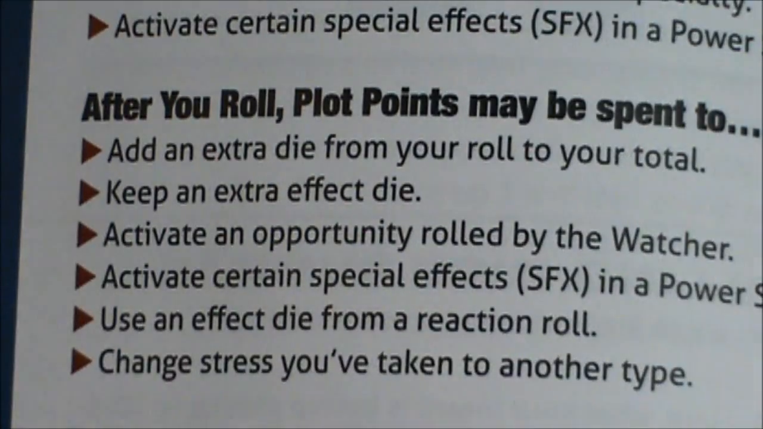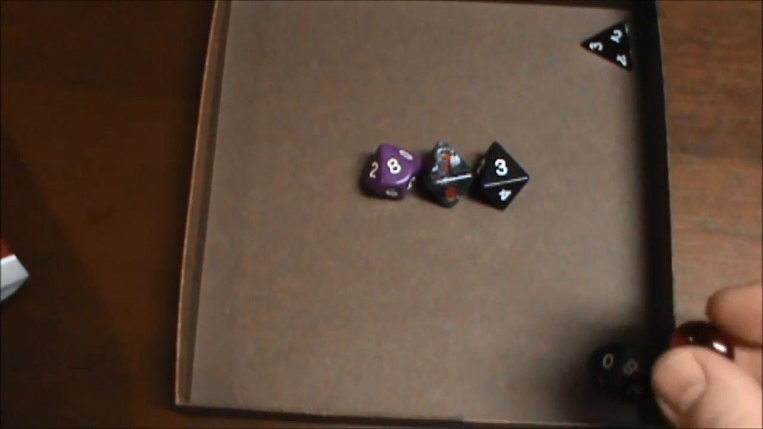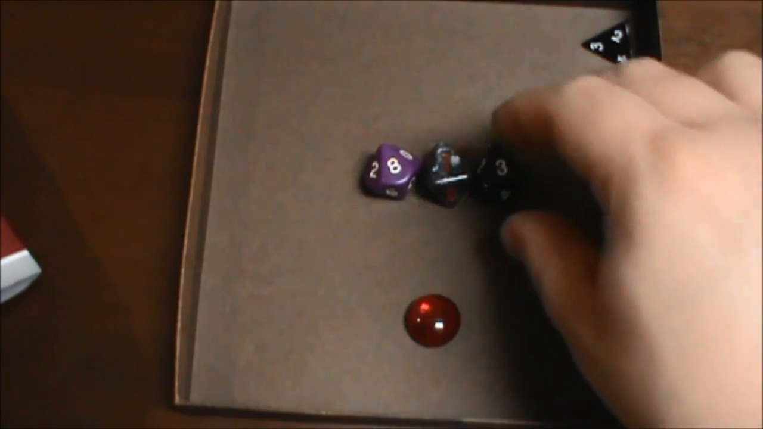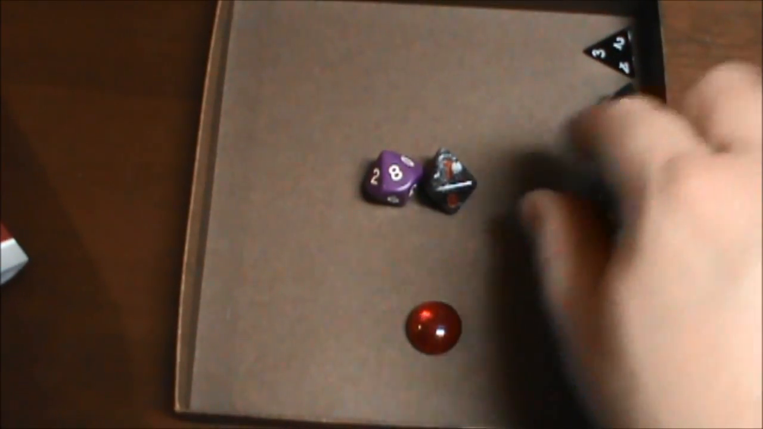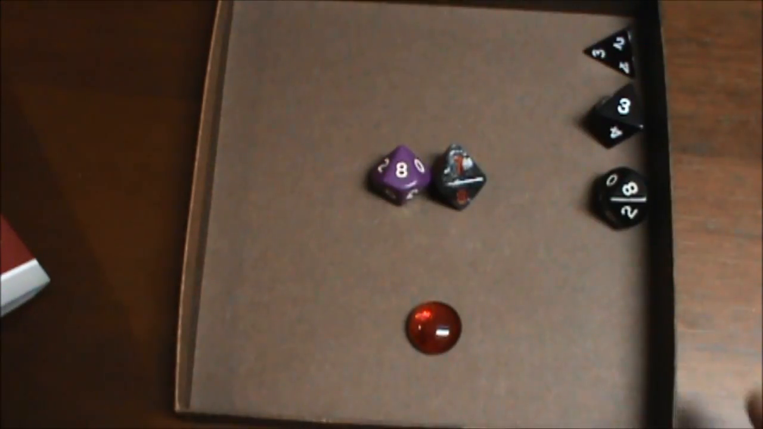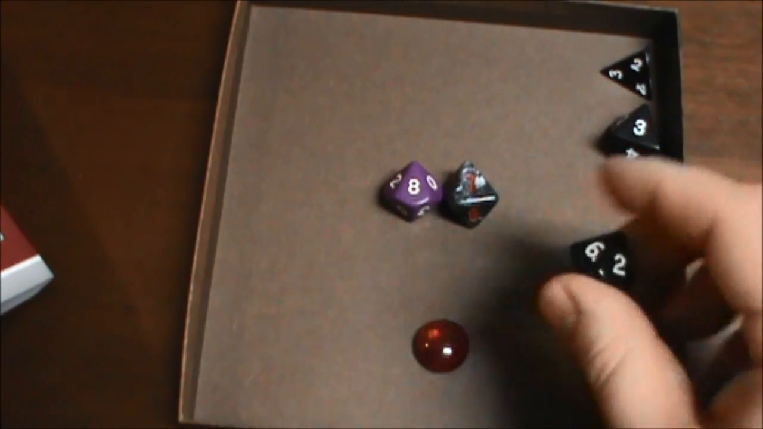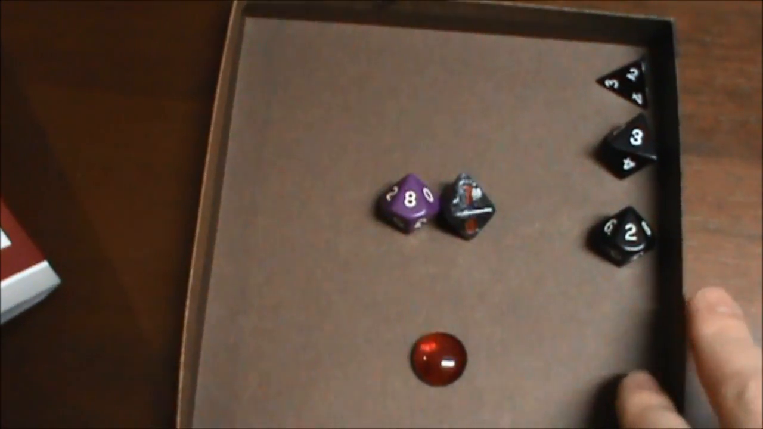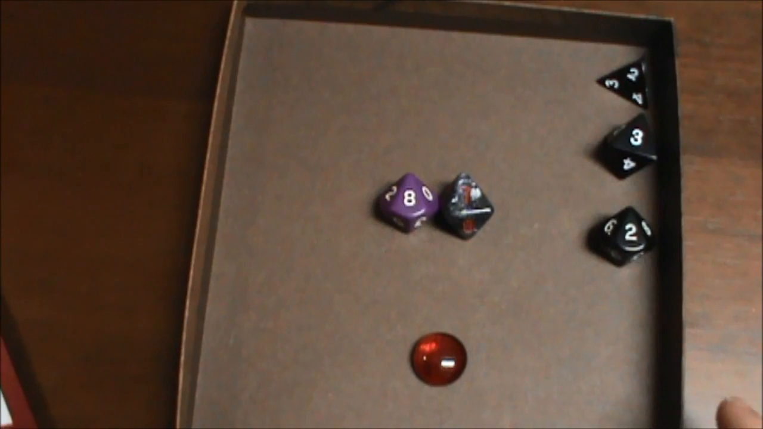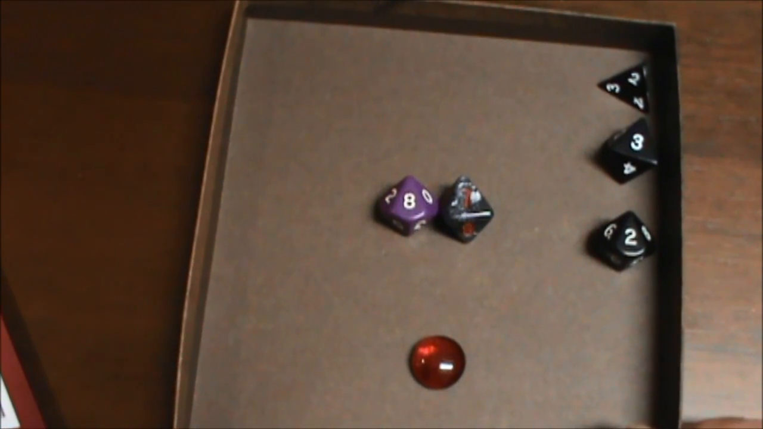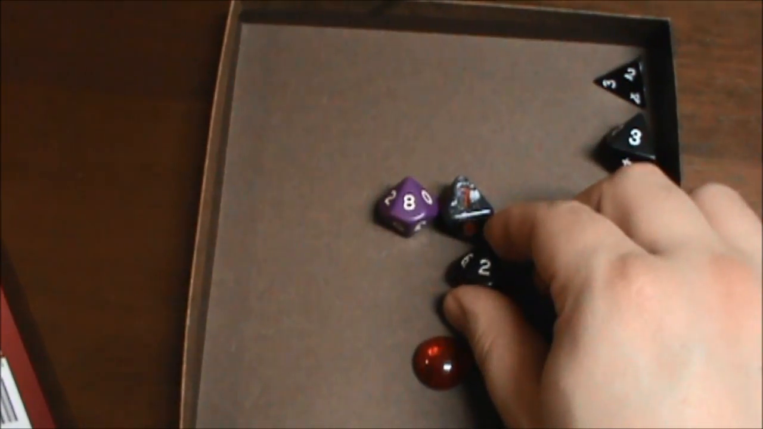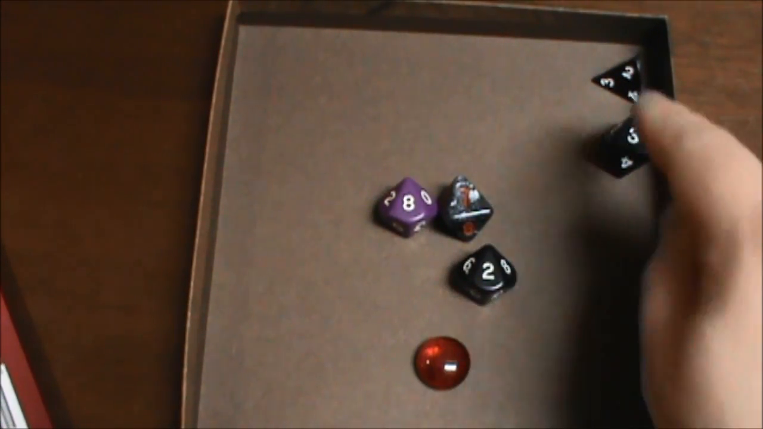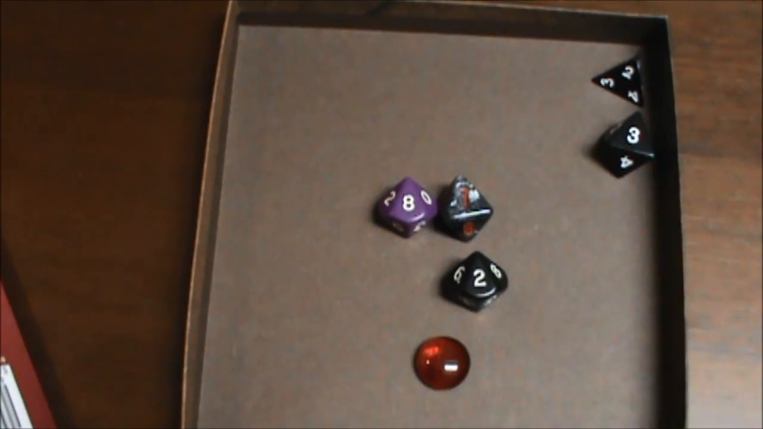Well, we've covered this one. What about this one? Keep an extra effect die. Well, let's kind of replay this situation. Let's give ourselves our plot point back. And we made this roll. We've kept these 2 dice. Let's just say this one was like a 2 or something. So we kept our 2 highest dice there. And we need to choose an effect die. And we decide to keep the D10. That's the highest die type out of the ones available.